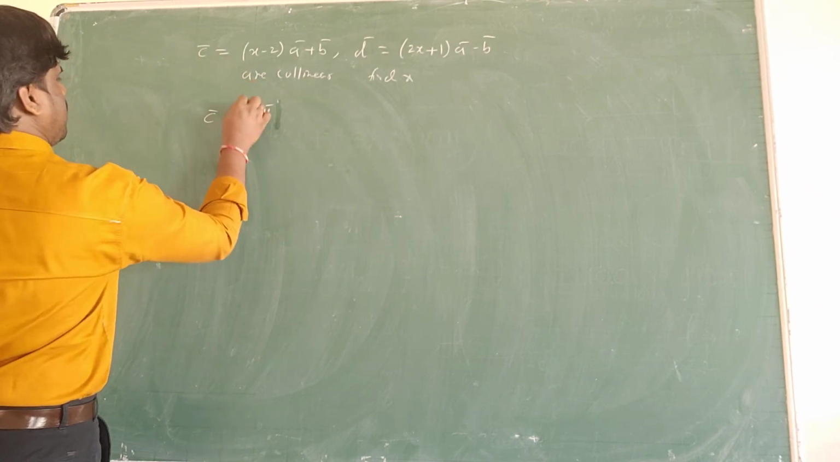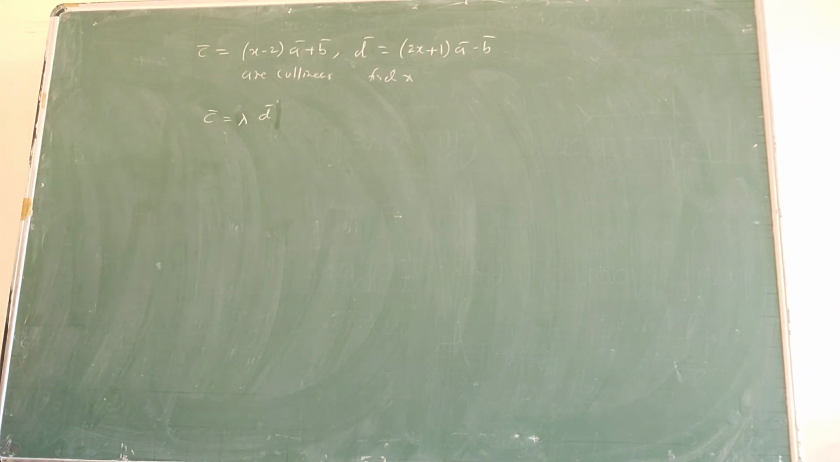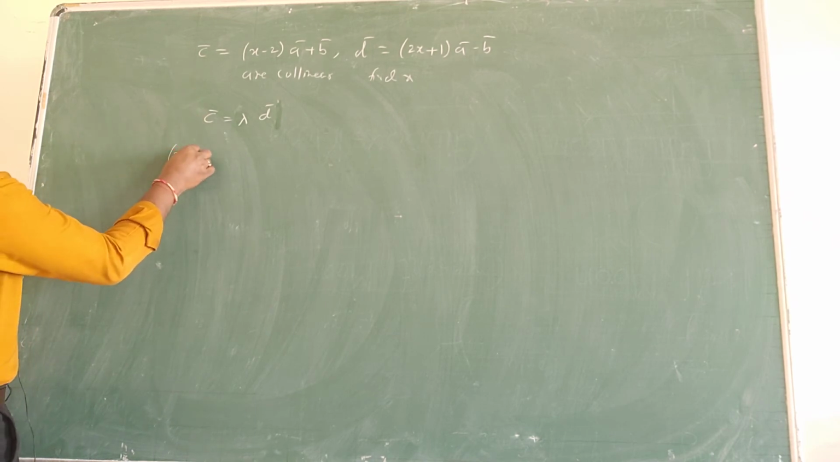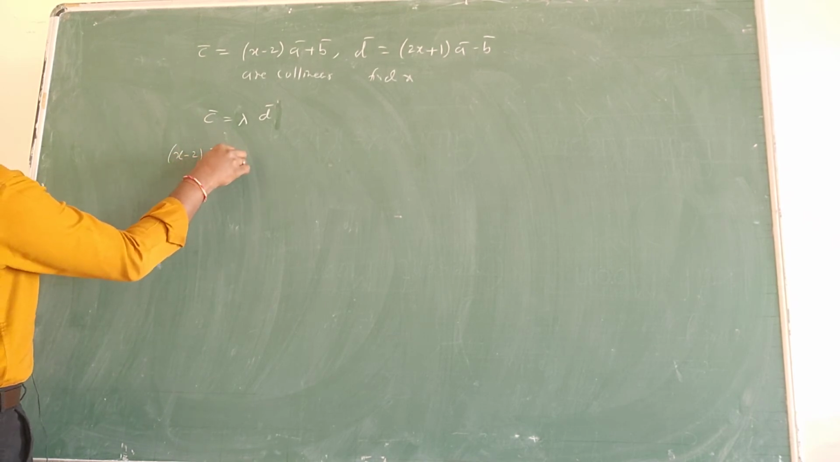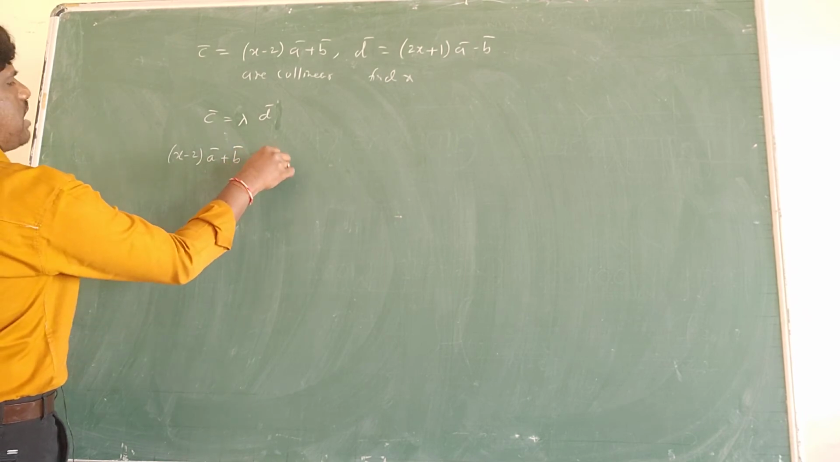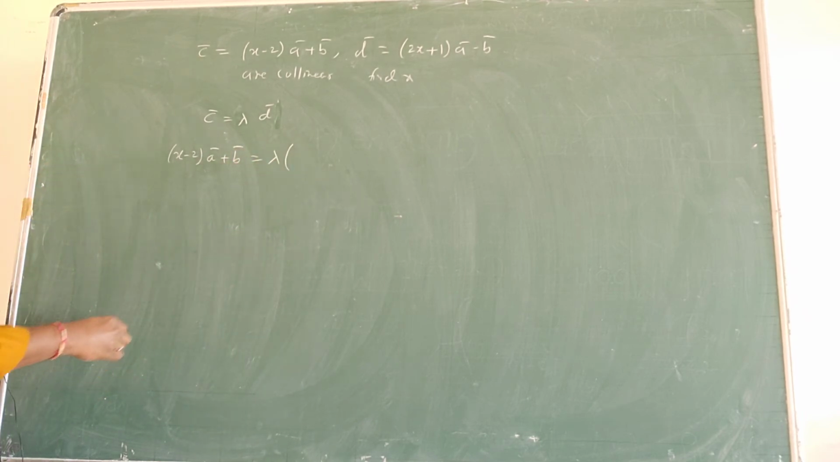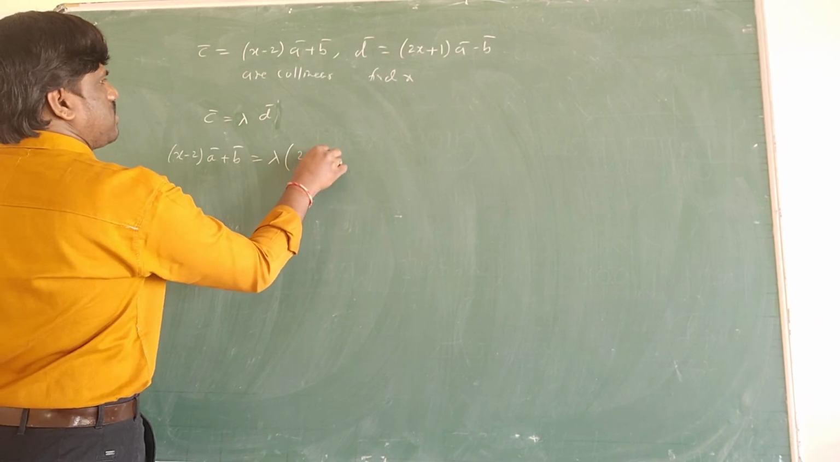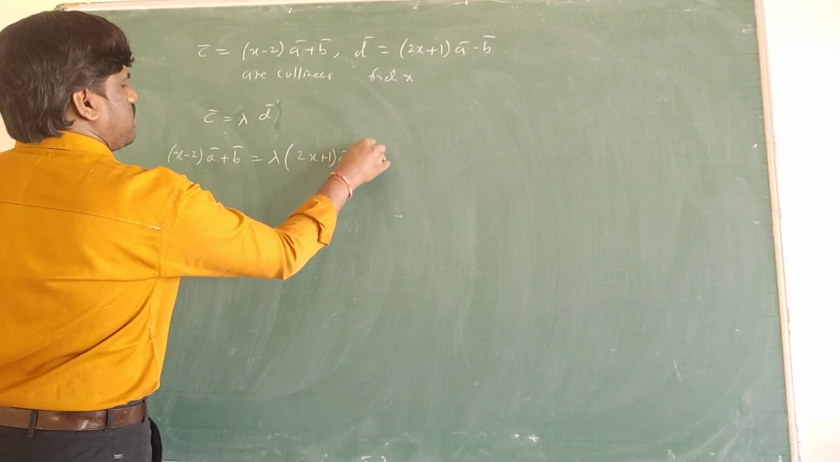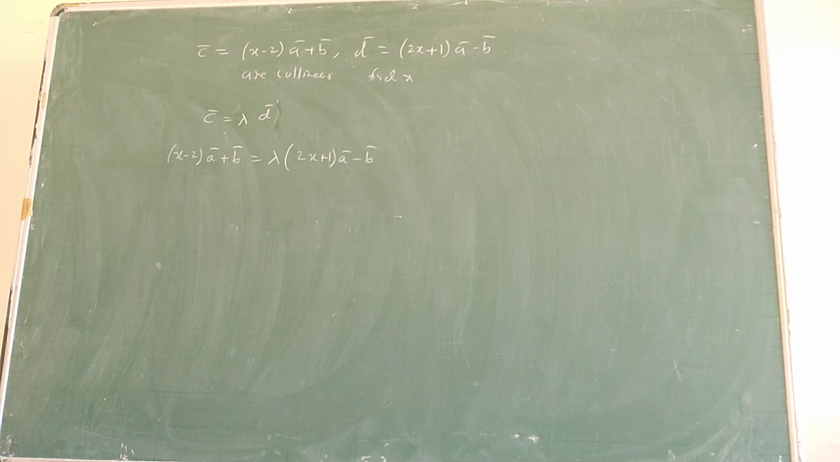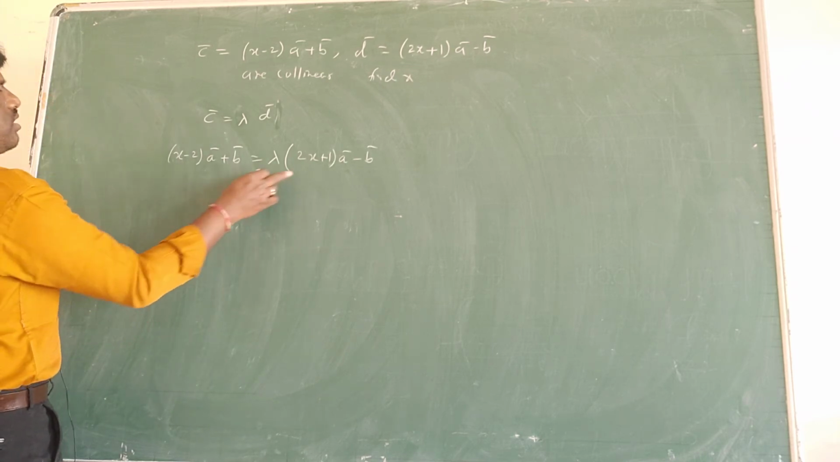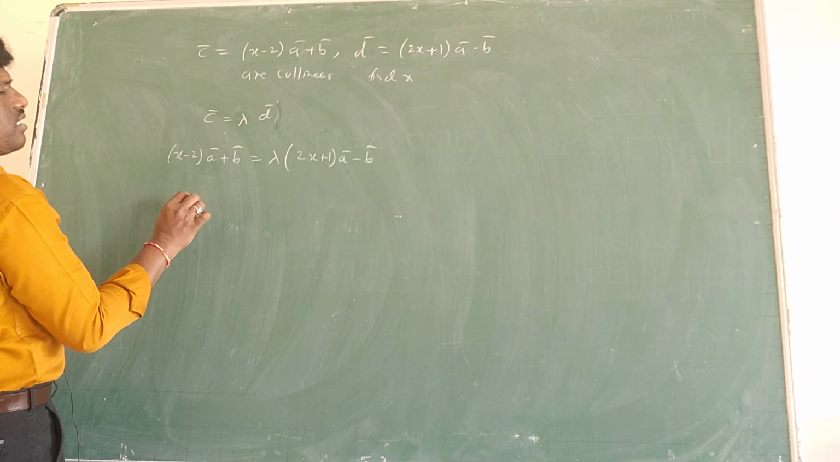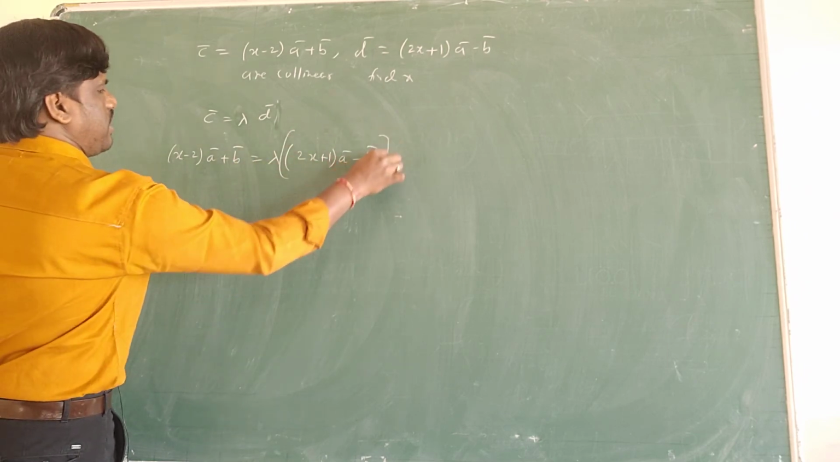Do you want to take lambda or t? Lambda? Take it lambda. C is equal to some lambda times D vector. What is the C vector here? x minus 2 into A vector plus B vector is equal to lambda times, lambda times 2x plus 1 into A vector minus B vector. Keep quiet and listen, that's it. Now here you multiply this, what do you get here? You know that these two vectors are lambda times.